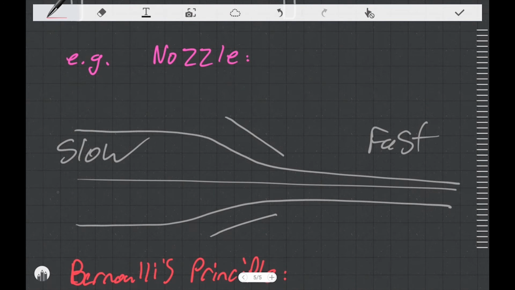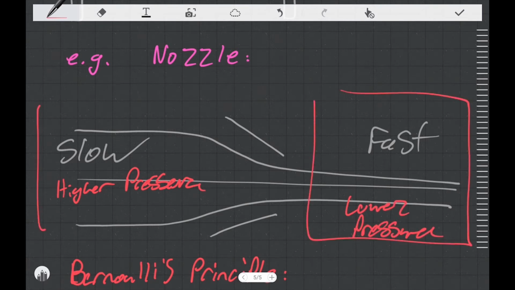Looking back up to our nozzle diagram, what we would expect to see is a higher pressure on the slow side and a lower pressure on the fast side. And if we measured it, that's exactly what we would see.